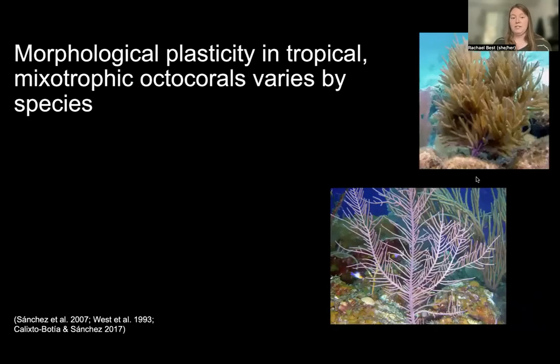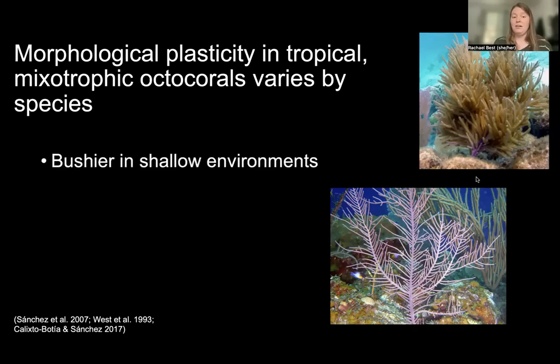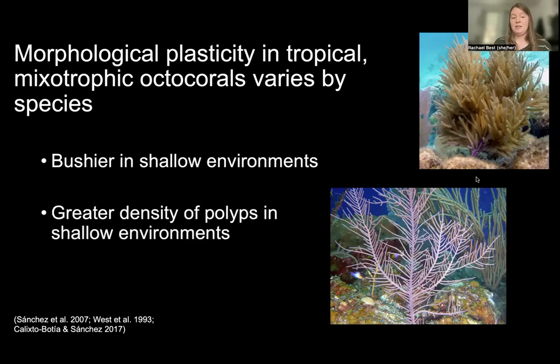So phenotypic plasticity has been looked at across depth in tropical mixotrophic octocoral species. So these are octocoral species that are obtaining their energy through both heterotrophically feeding as well as their photosynthetic symbionts. And so we've seen variation in the response by species, but some commonalities that we tend to see across depth are that colonies tend to be bushier in shallow environments, meaning that they have a higher density of branches. And they also tend to have a greater density of polyps in shallow environments.